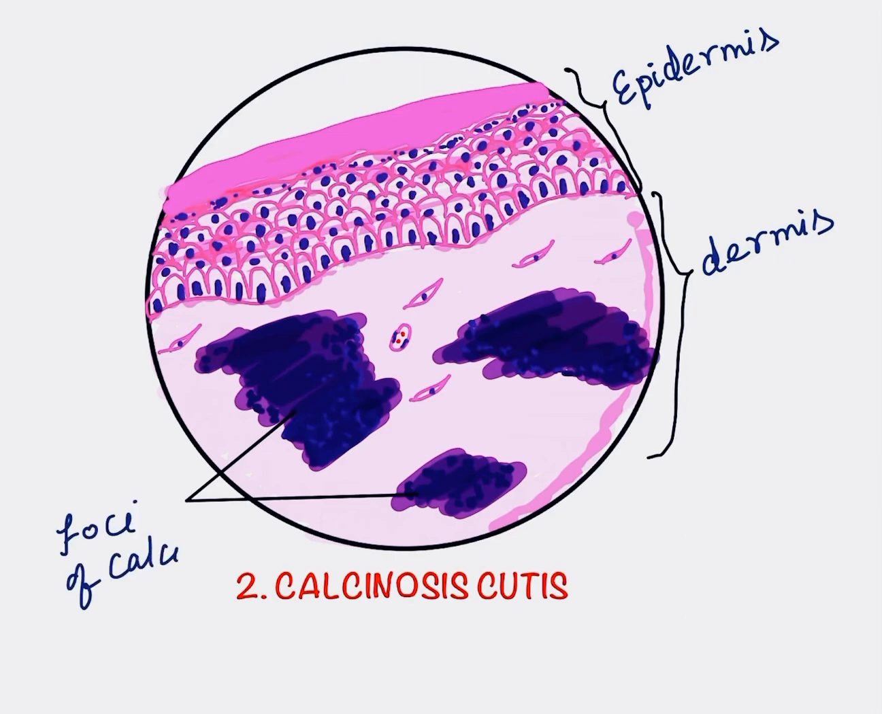So that makes the histopathological diagram of calcinosis cutis. So if you understand and make this diagram, it is very easy to make. I hope it helps. Thank you very much.